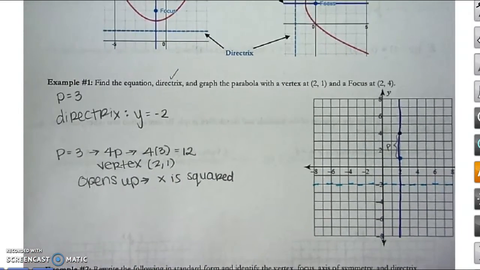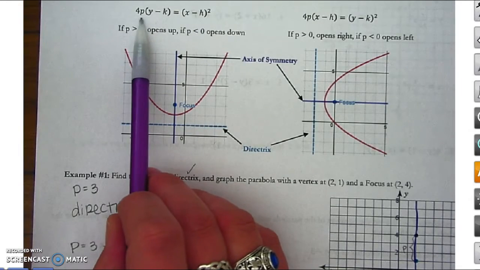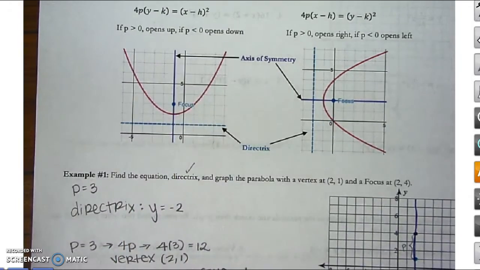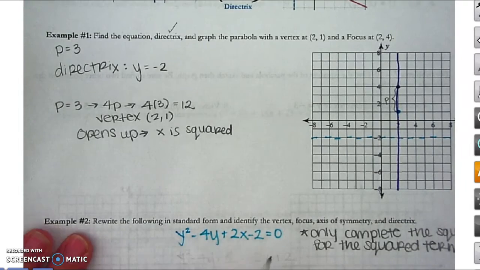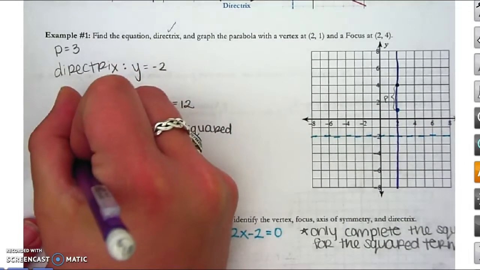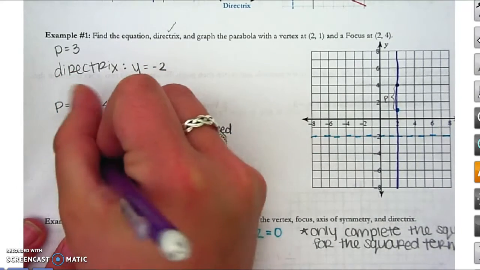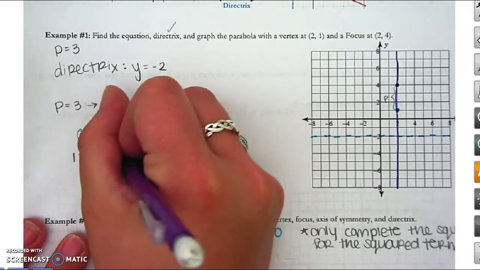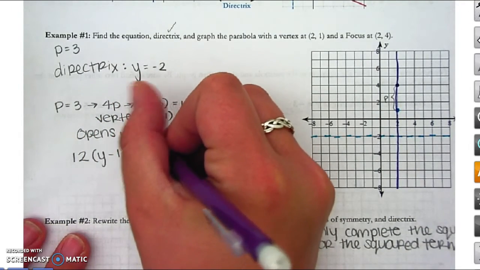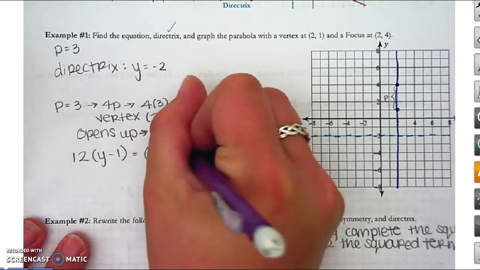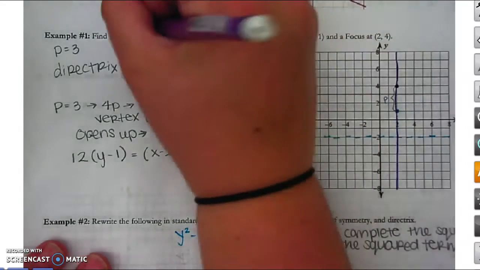So I'm going to go ahead and plug in this information into standard form. So this one right here. So I'm going to plug in for p, k, and h. So remember, h and k are coming from your vertex. So in this case, for 4p, we have 12. And our k value is 1, so y minus 1. And our h value is 2, so x minus 2 squared. So this would be our equation for this parabola.